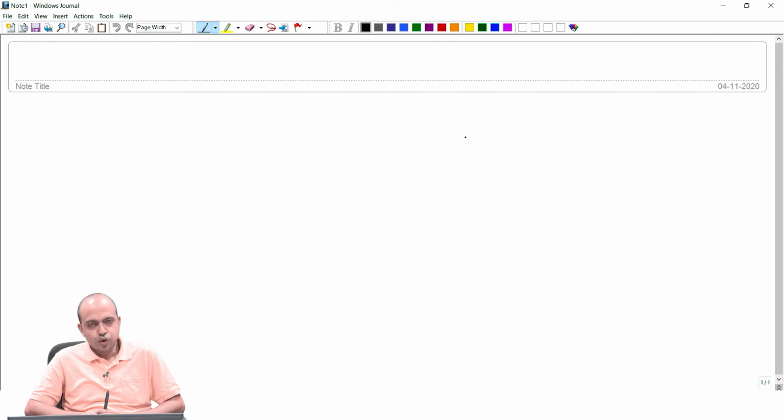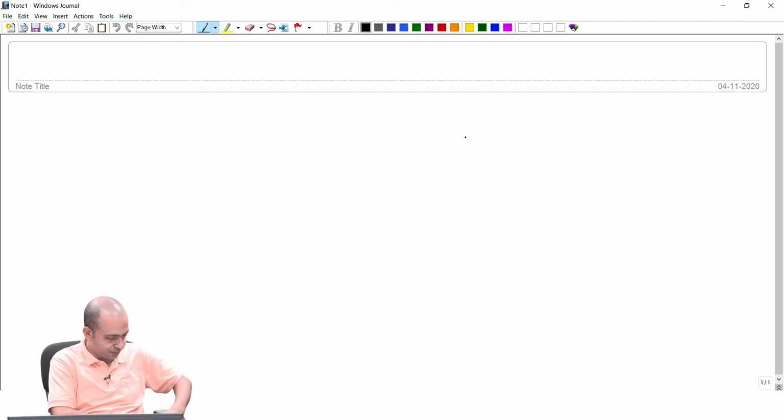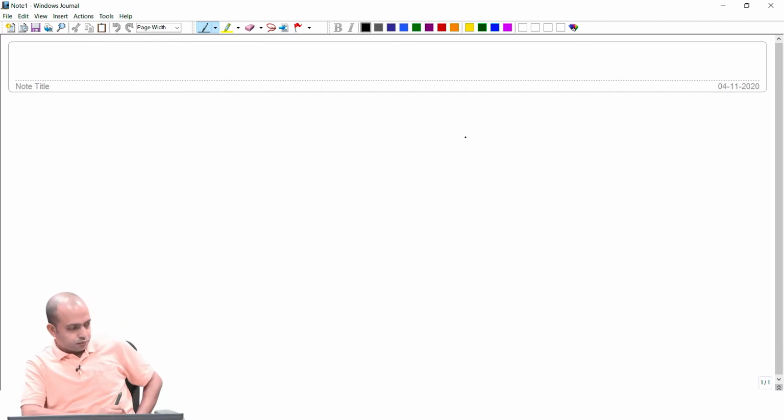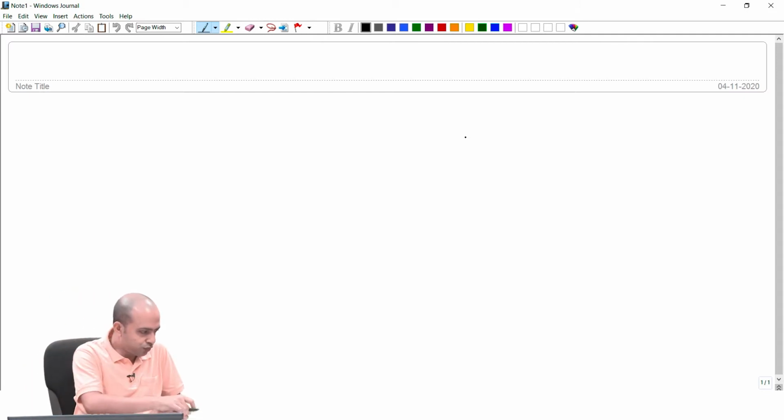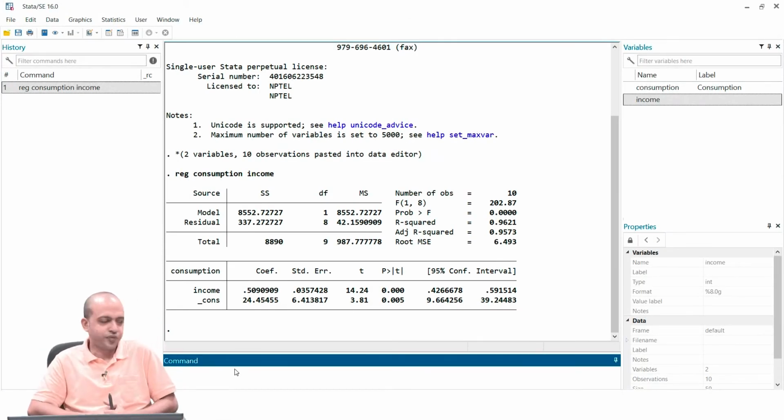Now, today we will re-estimate our income consumption model, and then we will see whether we can apply our knowledge of hypothesis testing to interpret the results that Stata is giving to us, right. So, we will re-estimate the model once again. Now, if we go back to our data set and do the estimation, this is our result. Look at the result.